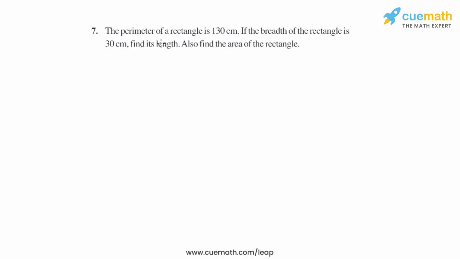Question 7 of this exercise says the perimeter of a rectangle is 130 centimeter. If the breadth of the rectangle is 30 centimeter, find its length. Also find the area of the rectangle. So in this question, the perimeter is given, that is 130 centimeter. Breadth of the rectangle is given, that is 30 centimeter. We have to find its length.